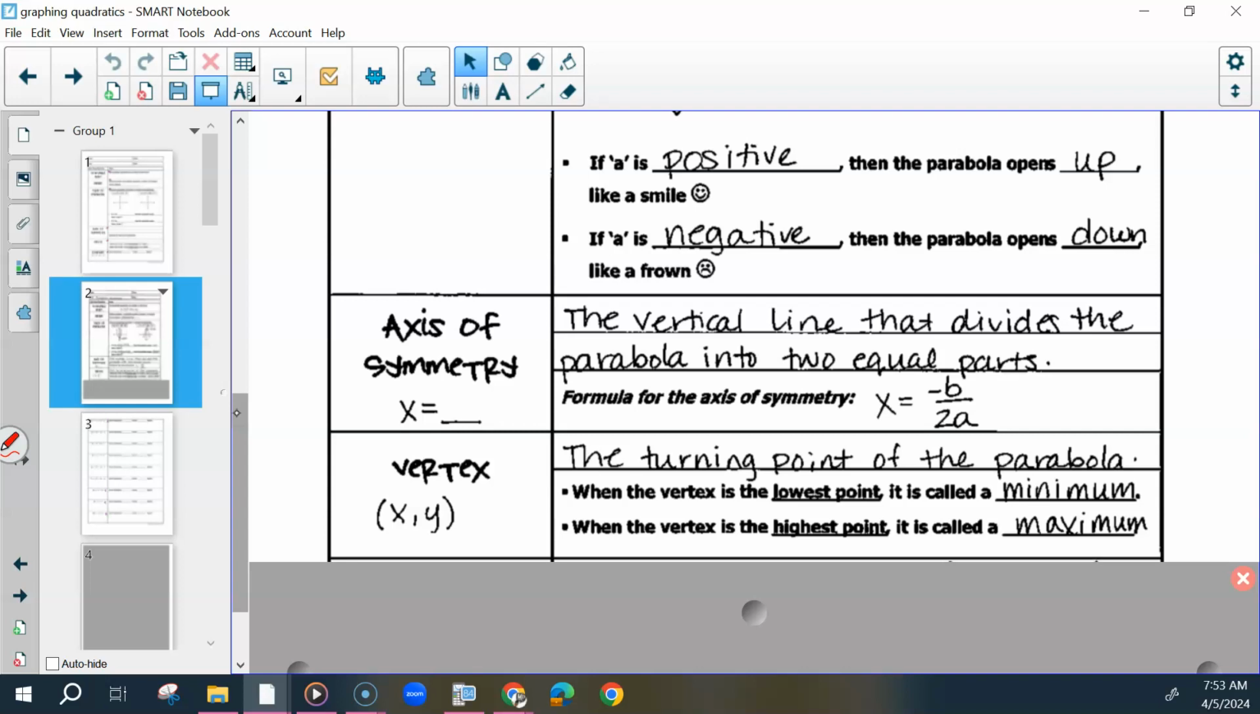Some other new vocab, the vertex. This is usually sitting at the top or bottom of the parabola, depending on which way it's facing. This is the turning point of the parabola. Usually it goes up and then comes down, or it goes down and then comes up. And at the vertex is where it changes direction. We're going to find that vertex by looking at either the lowest point or the highest point. The lowest point is called the minimum, highest is the maximum. So we'll be doing a bunch of new things with quadratics.